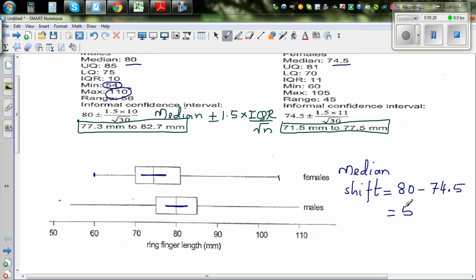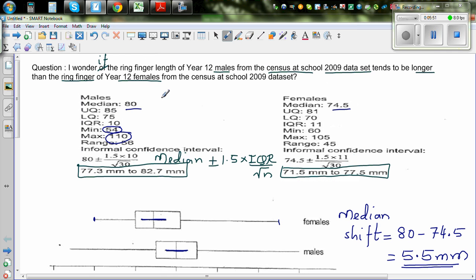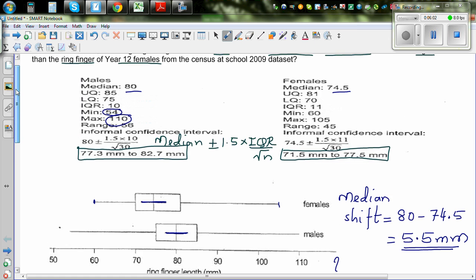Now the big question is whether this is a big or significant or insignificant difference. Okay, so this is an absolute number. Now the big question is whether this difference is big enough to make the claim. It would be foolish to say, well, this is a big difference and so males have longer ring finger length than females. That would be too premature. So now the big question is, is this big enough to make the claim that males have longer finger length?